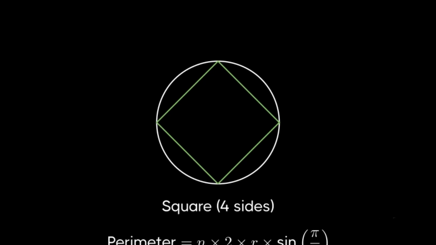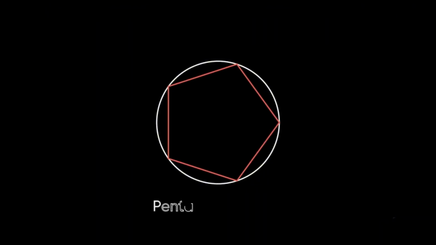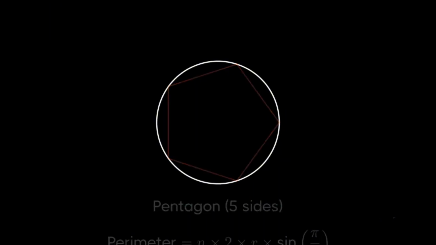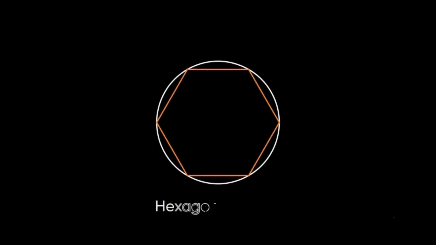What happens if we increase the number of sides? Let's look at a polygon with n sides inscribed in our circle. As we add more sides, our polygon will better approximate the circle's shape. We'll use the same perimeter formula, but now with n sides. Notice how each side of the polygon is closer to the circle's curve than our previous polygon.